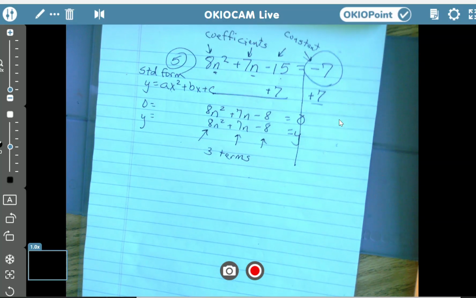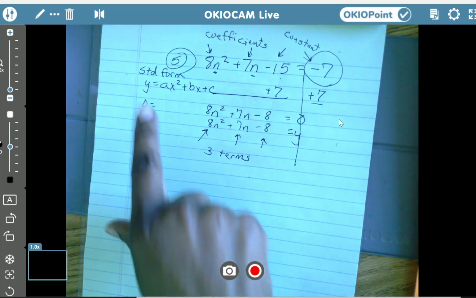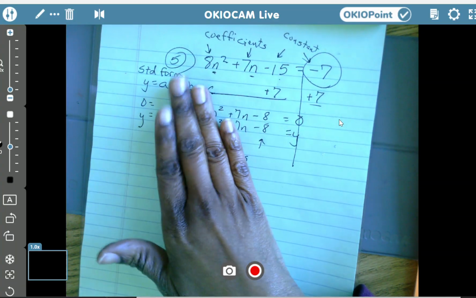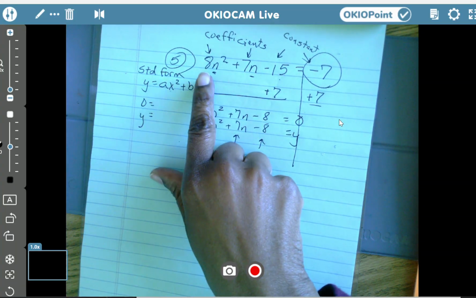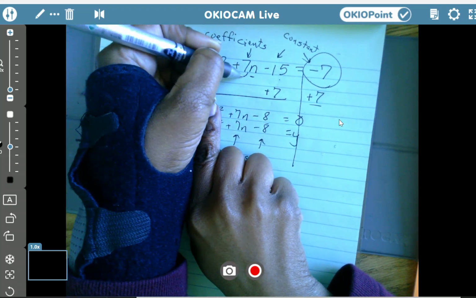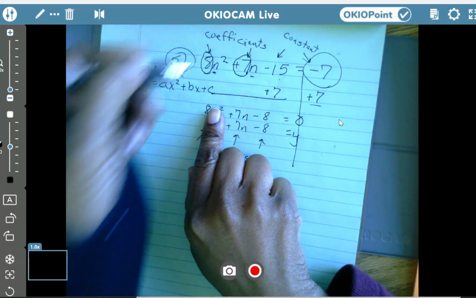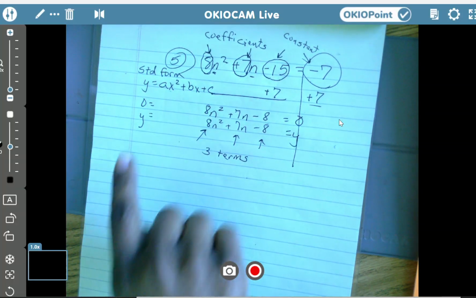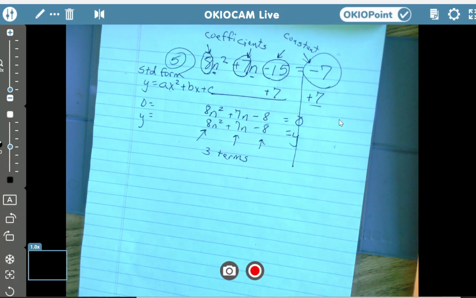So what's important so far? The quadratic has to be in standard form, which is ax squared plus bx plus c. Everything needs to be on the same side of the equal sign. The terms before the variables are called coefficients. These coefficients and the constant make up a, b, and c when it's in standard form.